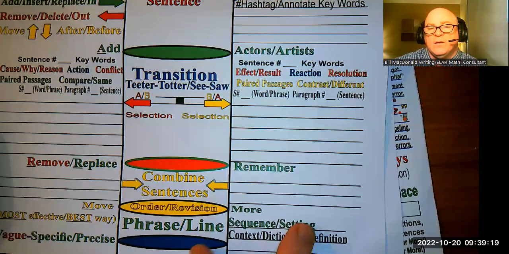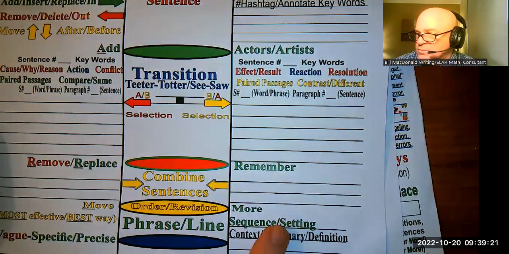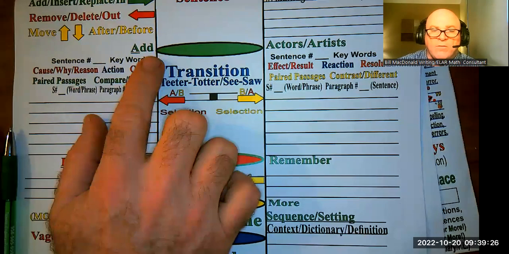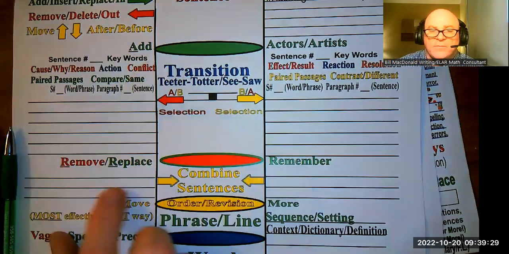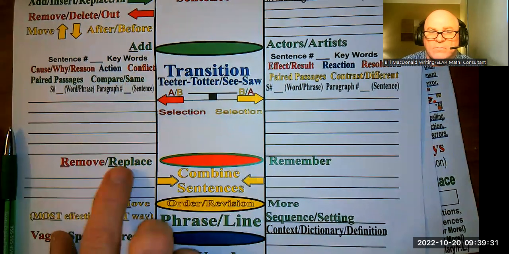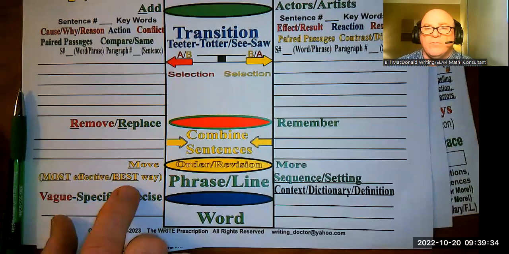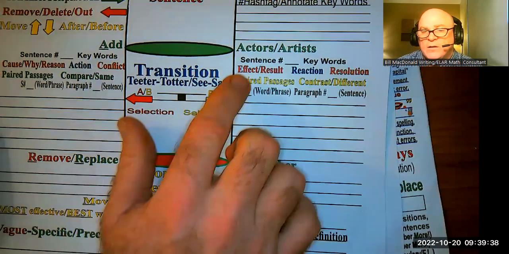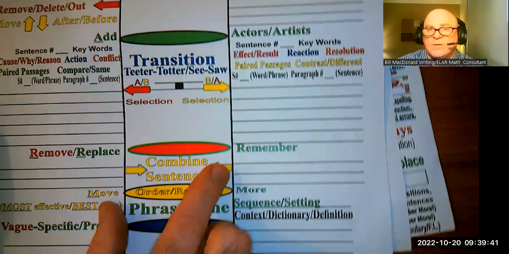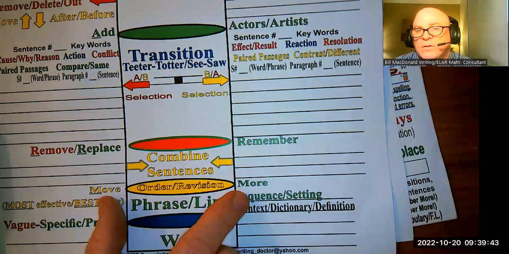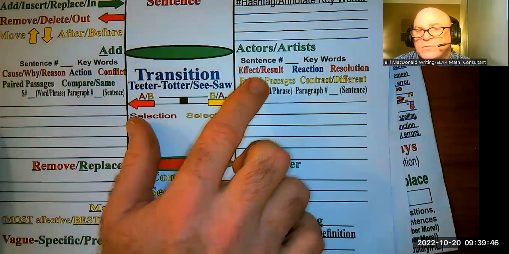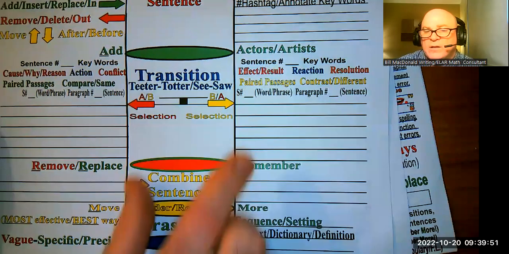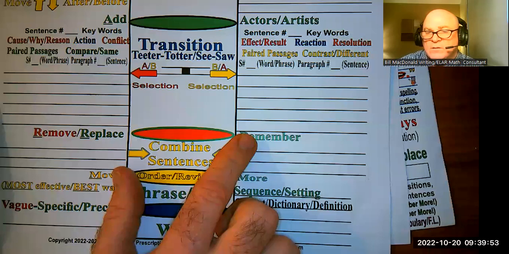In Spanish, arms would be añadir, agregar, remover, reemplazar, o mover. For actors, actores, recuerdan, más secuencia. For imagery, sentidos, artists, artistas, recuerdan, más sentidos.